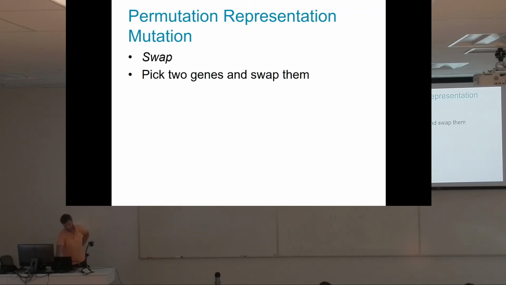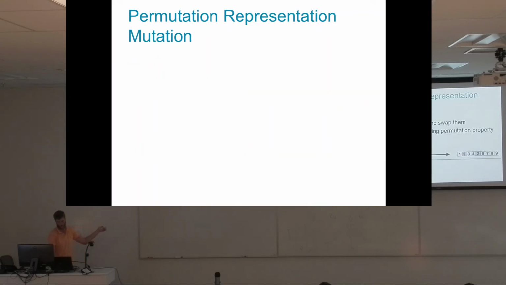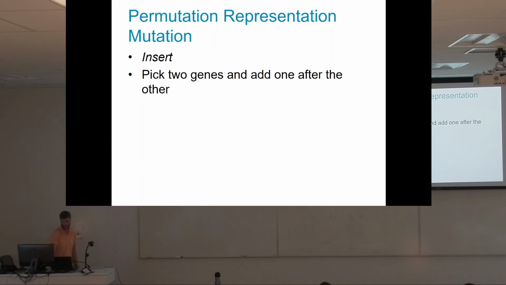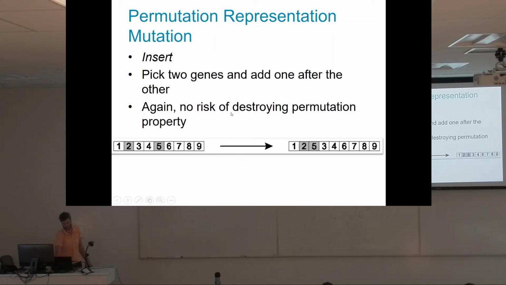So swap mutation is great. Pick two, swap them. No risk of destroying the permutation property. If I've got a string of unique numbers and I pick two and swap them, there's no way to add a new number in there that screws anything up. We're fine. Then there's insert mutation: pick two genes and put one after the other. Again, no risk. I picked this one, all right, put the 5 after it. It's a slight variation.